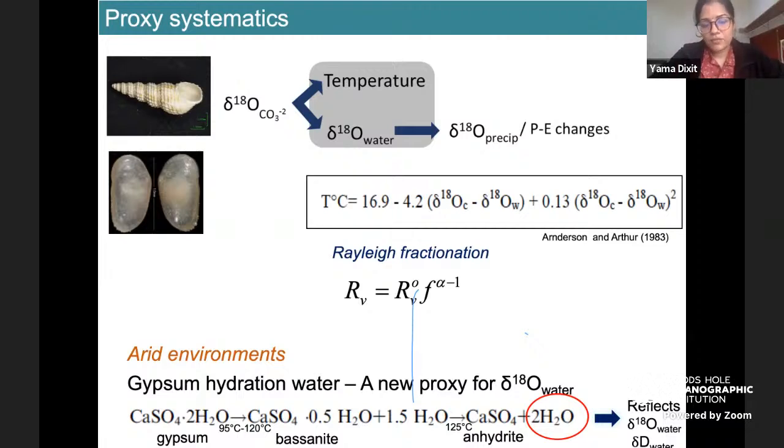There are instances of shells occurring at the same time, but it was difficult to compute the exact temperatures because the shells had undergone some sort of precipitation later on. So diagenetic changes, that we call it. But in any case, I'll be using these two, gypsum hydration water isotopes and carbonate isotopes, mainly for paleoclimate reconstruction that I'll show.